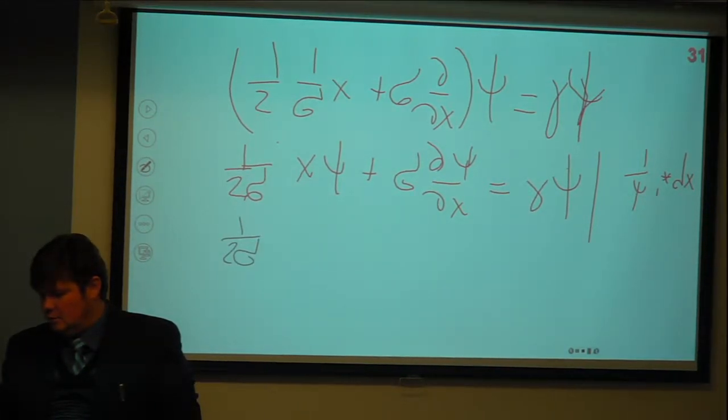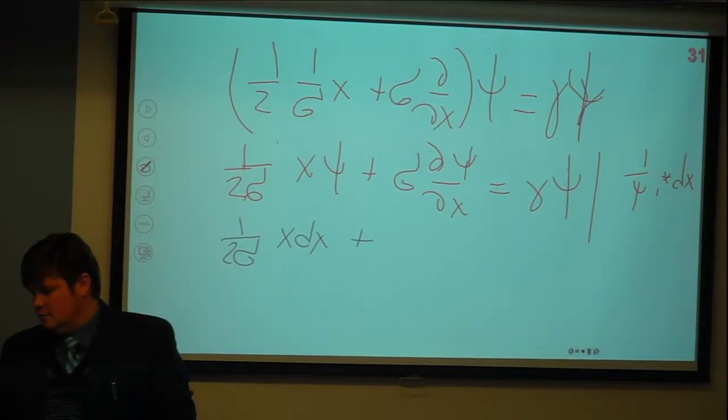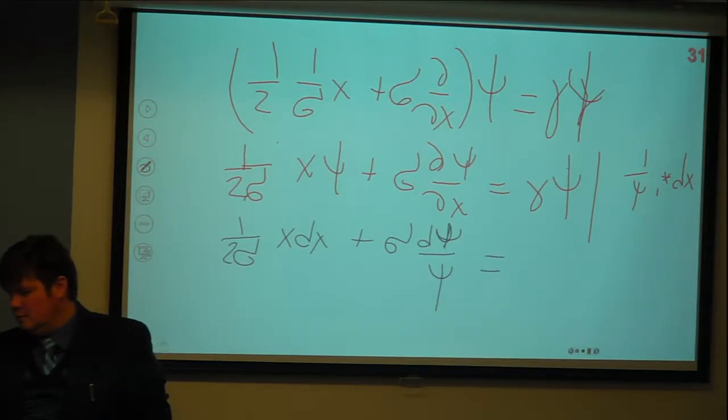Sigma x dx, right? Because we remove psi, plus sigma, dx is cancelled, so we have only d psi divided by psi. And here we do have gamma dx.